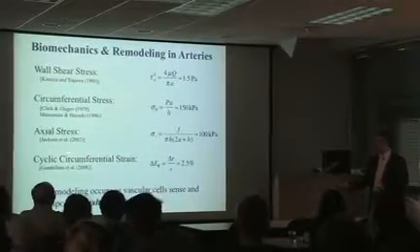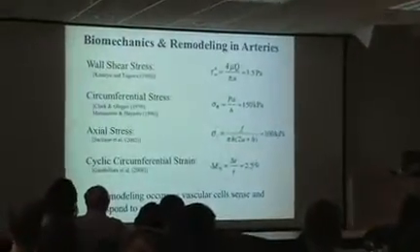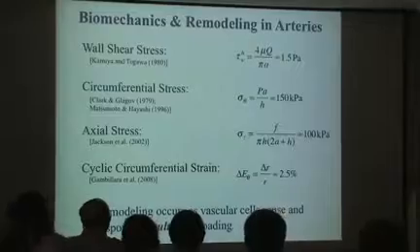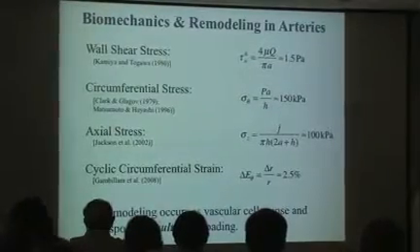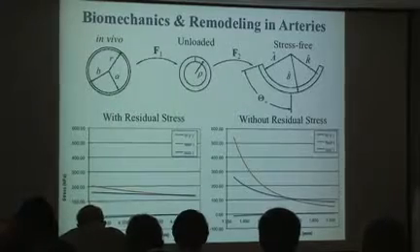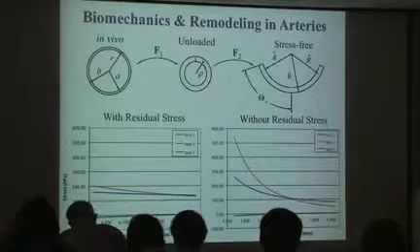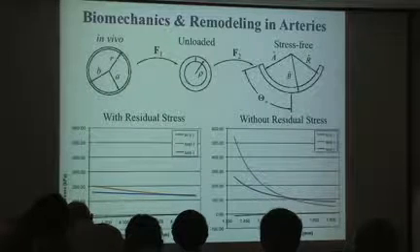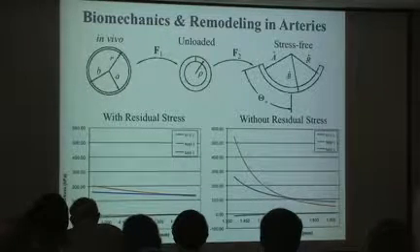Also, axial stress and circumferential strain have recently been implicated as key targets for growth and remodeling. So it appears that remodeling occurs in response to multi-axial loading. I'll put this slide up, and I know there are some students from my tissue mechanics class here. Hopefully they won't run for the door when they see these figures.